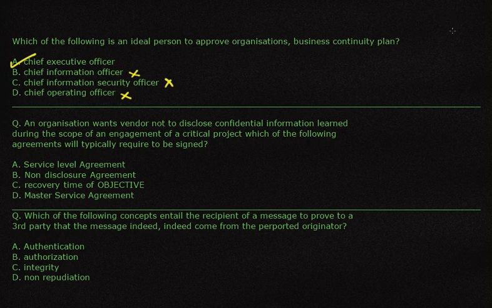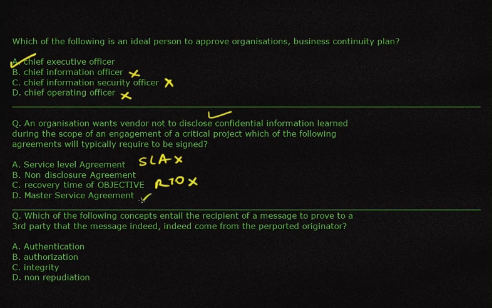An organization wants a vendor not to disclose confidential information learned during the scope of an engagement of a critical project. Which of the following agreements will typically be required to be signed? Focus on the keywords here: not to disclose confidential information. Service level agreement, SLA, is a wrong answer. Recovery time objective, RTO, is also wrong. It is not even valid for the question.